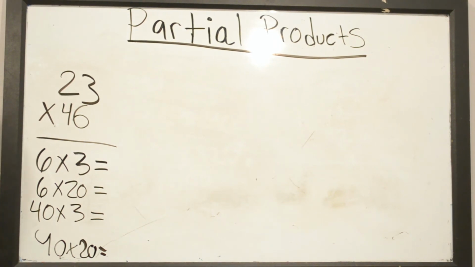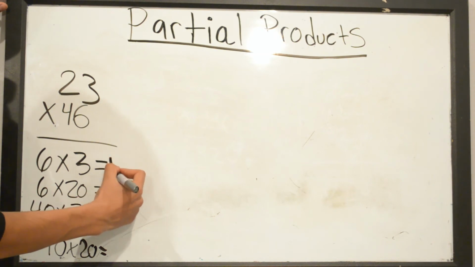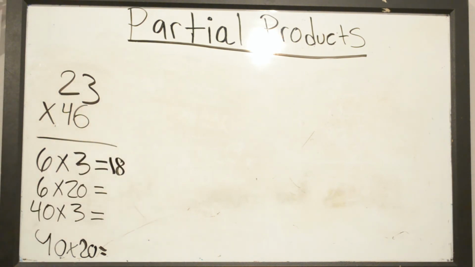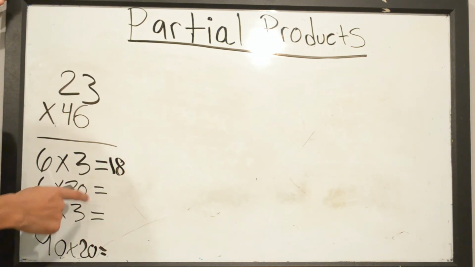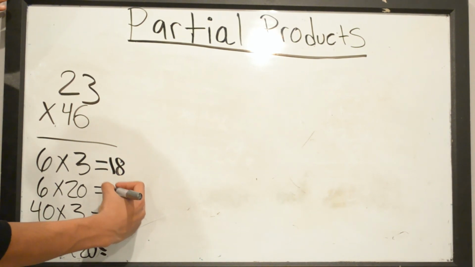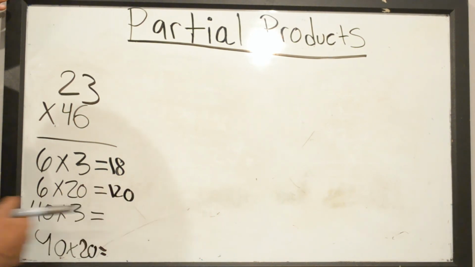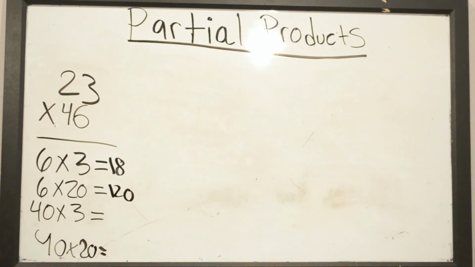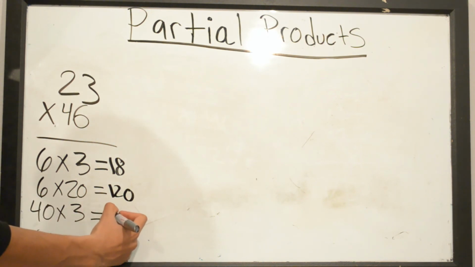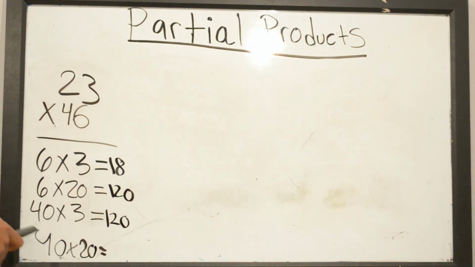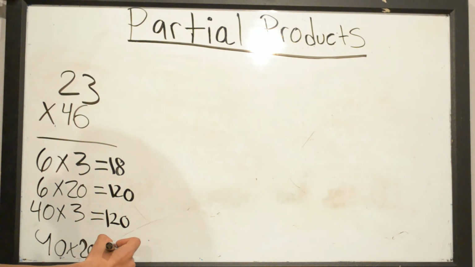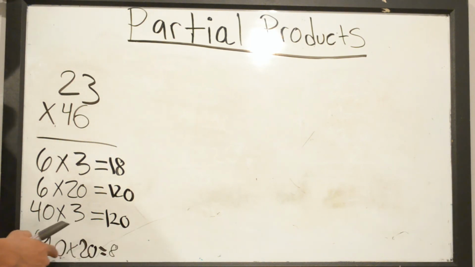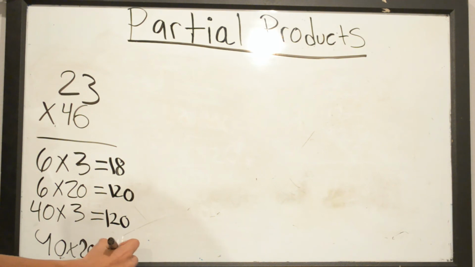So now we multiply 6 times 3 is 18. 6 times 2 is 12. But we only have 1 zero, so we add the 0. 4 times 3 is 12, but we also only have 1 zero here, so we add 1 zero. 4 times 2 is 8. But here we have 2 zeros, so we add 2 zeros here.